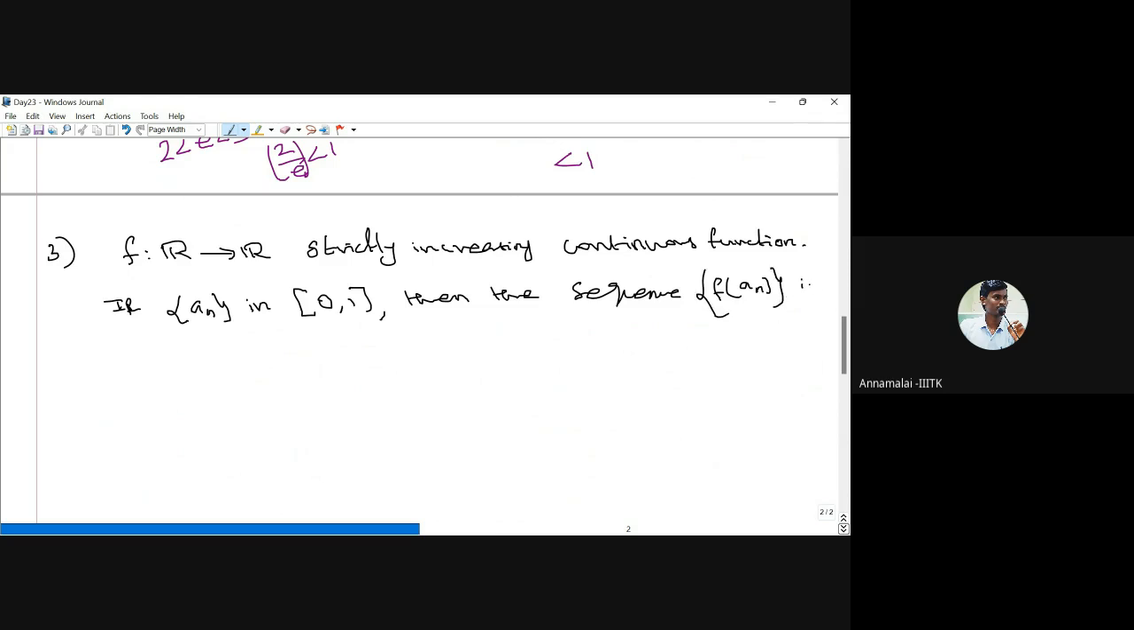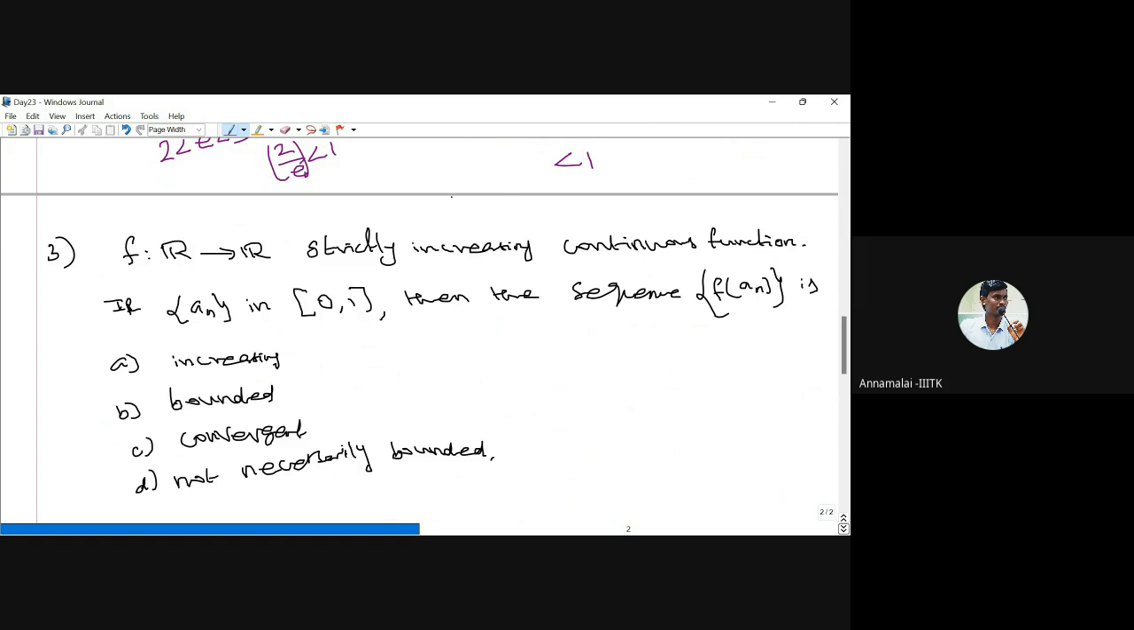The sequence f of an is dash. The first option is f of an is increasing, the second is bounded, the third one is convergent, and the last one is not necessarily bounded.